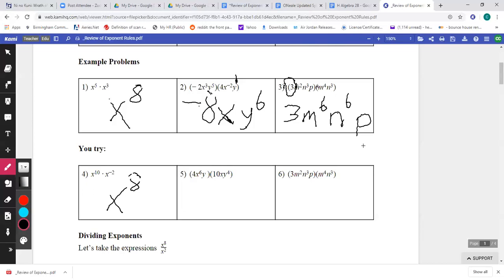Okay. Number 5, I multiply the 4 and the 10. This is going to be 40. X to the 6 and x to the 1 is x to the 7. And then y to the first and y to the fourth will just be y to the fifth. And then number 6, oh, number 6 is the same as this. I didn't realize it. I forgot to change it.